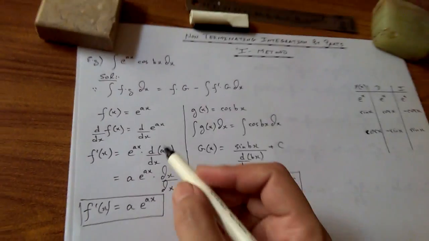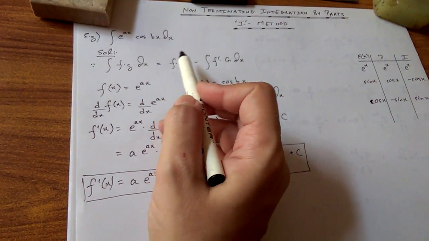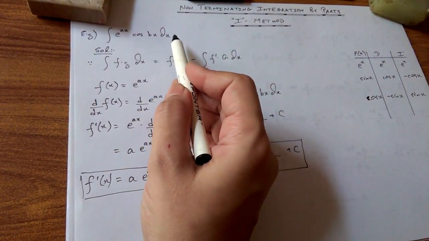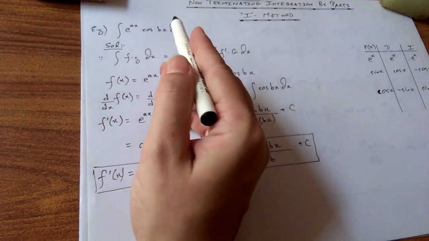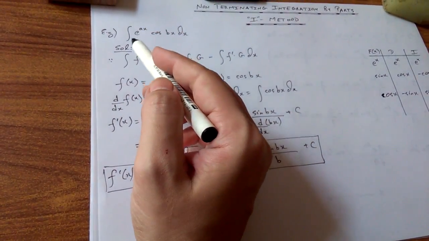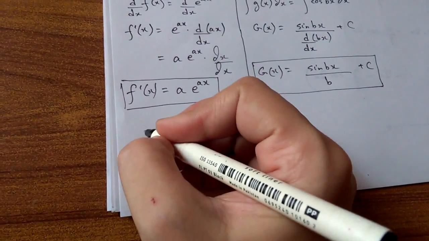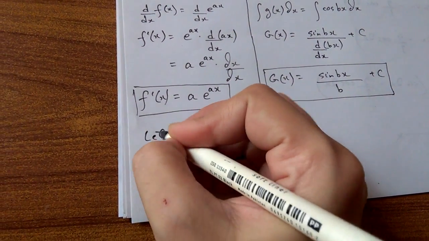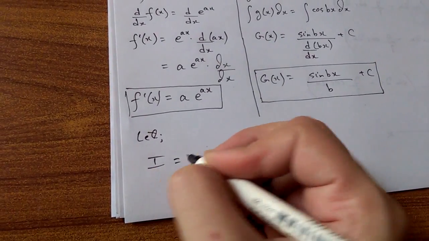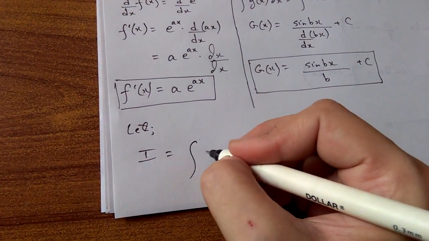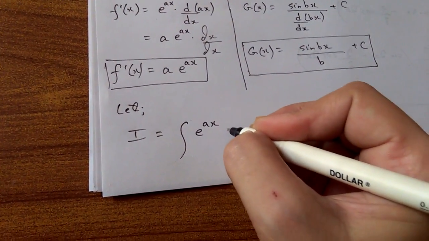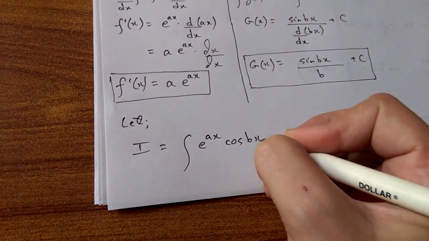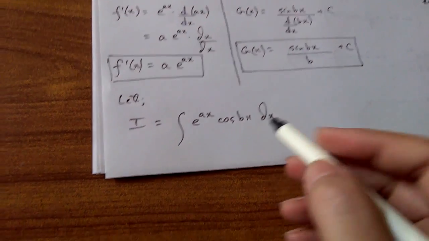Now you see I just forgot to write in the beginning, so I'm writing over here that I have to assume that this integral entirely is taken to be I. So let I be equal to the integral of e^(ax) cos(bx) dx. This is my I.